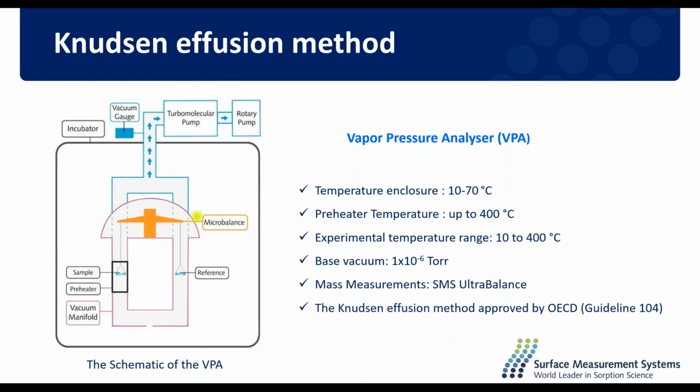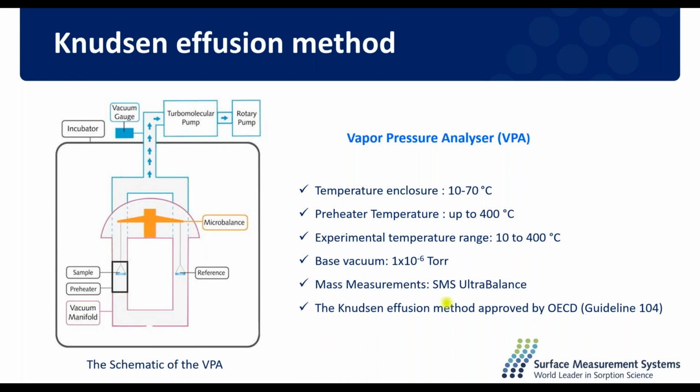And then there are two ways of controlling temperature, either by controlling the temperature of the entire enclosure, which can go from 10 to 70 C, or by using local heating, which can go up to 400 C. So the total experimental temperature range is 10 to 400 Celsius. There's a base vacuum of 1 to 10 to the minus 6 torr attained inside the entire system. And the mass measurements are done with the SMS Ultra Balance, which has an extremely high resolution of less than 1 micron.